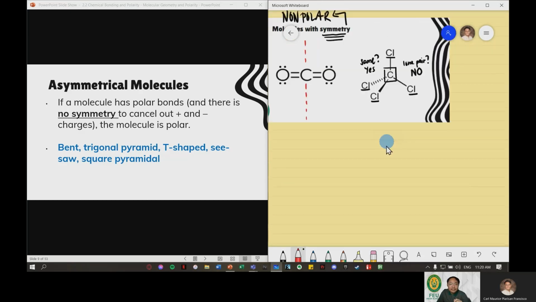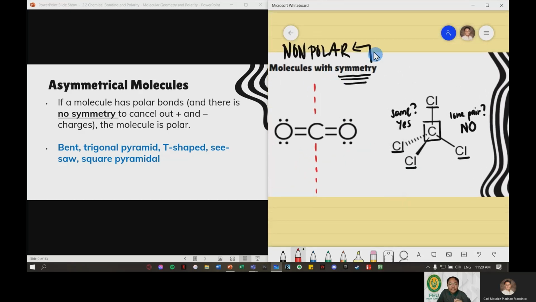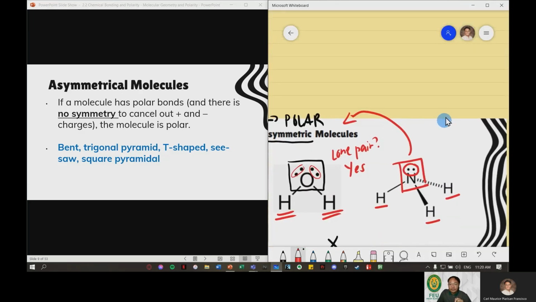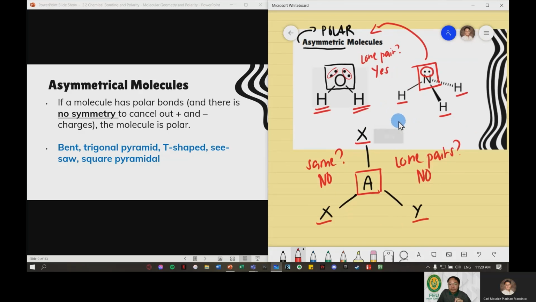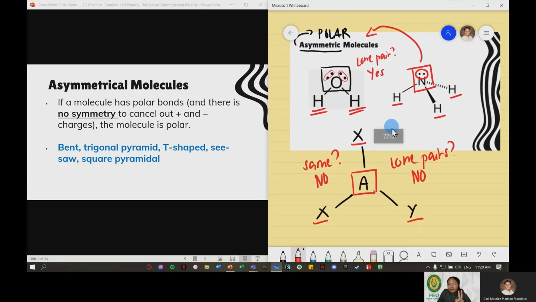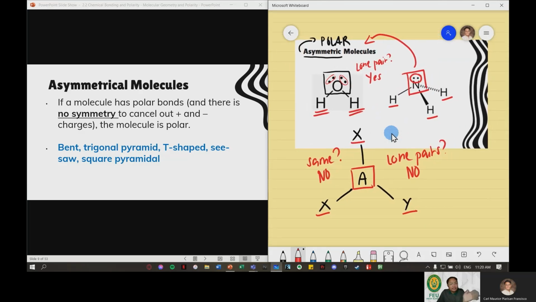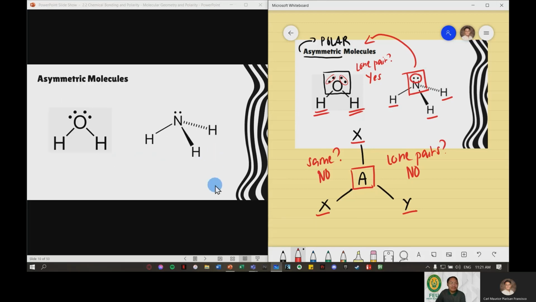Okay, so let me repeat. For a molecule to be symmetrical nonpolar, terminal atoms should be the same, and lone pairs should be non-existent in the central atom. And then for molecules to be asymmetric polar, even if only one of the two conditions is not met, there are lone pairs or terminal atoms are not the same, your answer would be polar asymmetric. Okay, so hopefully that was understood.